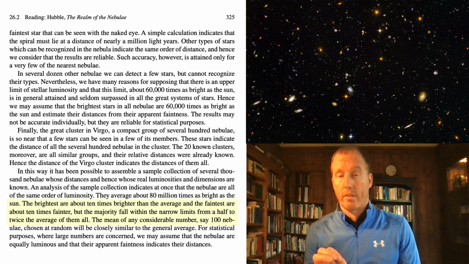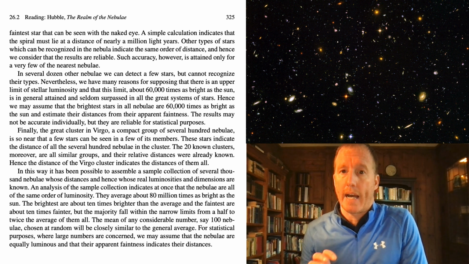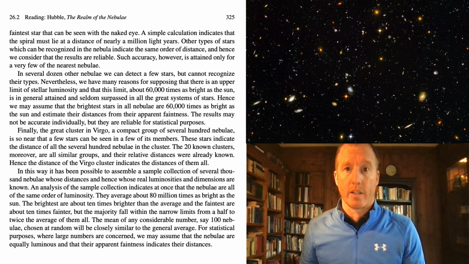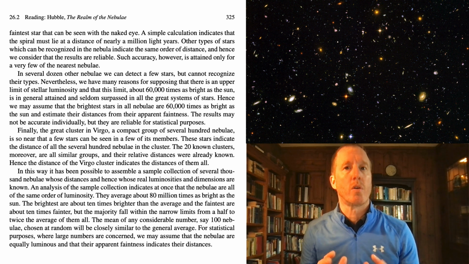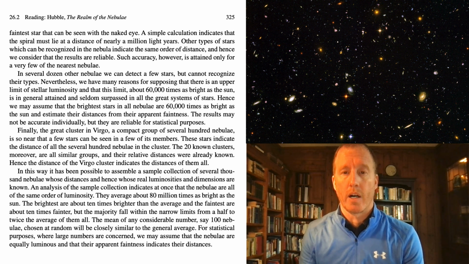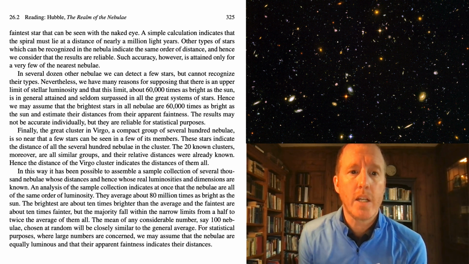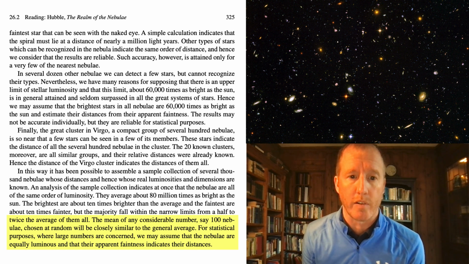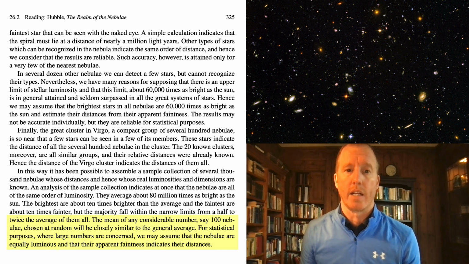So in other words, whereas, like I said a moment ago, individual stars can be 60,000 times as bright as our Sun, galaxies tend to be no more than 10 times as bright as another galaxy or 10 times dimmer than another galaxy, and most are within a factor of 2 of the average. So there's a much narrower distribution of brightnesses of these nebulae than there are of the brightnesses of individual stars. He says the mean of any considerable number, say 100 nebulae chosen at random, will be closely similar to the general average. For statistical purposes, where large numbers are concerned, we may assume that the nebulae are equally luminous and that their apparent faintness indicates their distance.